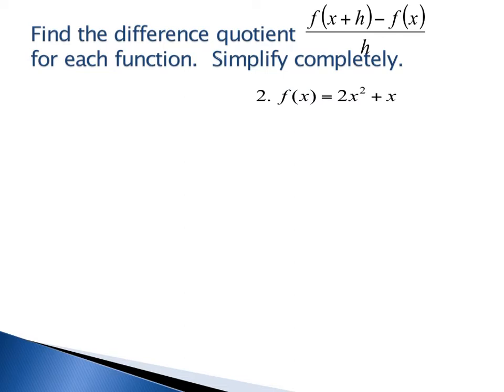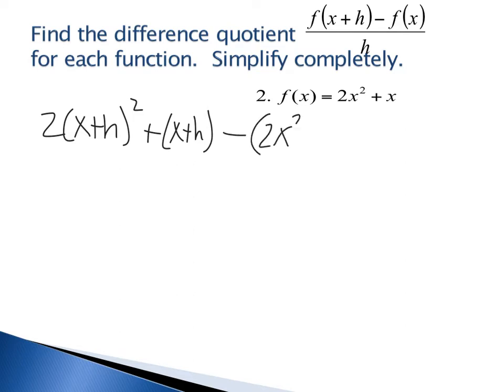Okay, now we're going to try the same thing but with this quadratic. So we're going to go ahead and do f of x plus h. So we're going to do 2 times x plus h squared plus our x plus h. Okay, then we're going to subtract our f of x, which is just 2x squared plus x. All this is going to be over h.